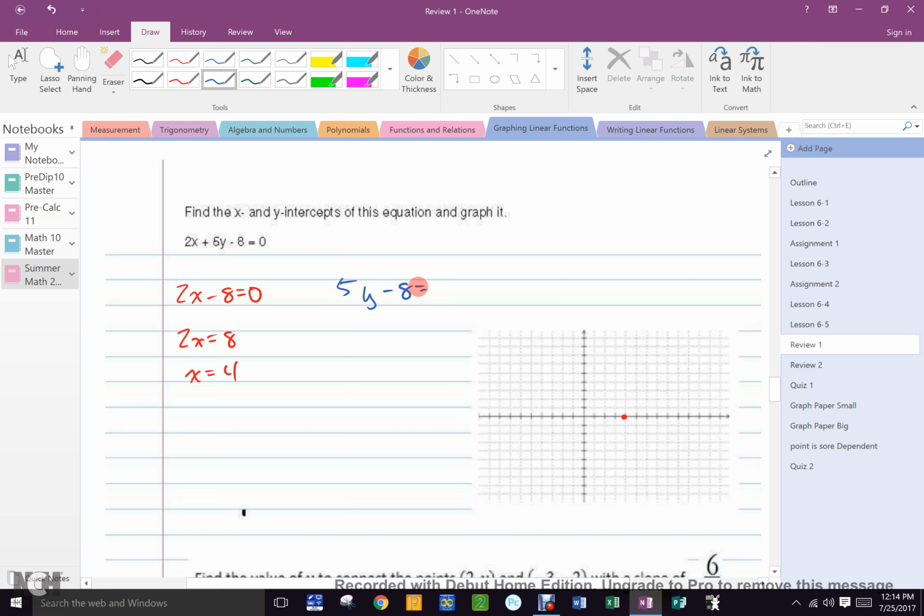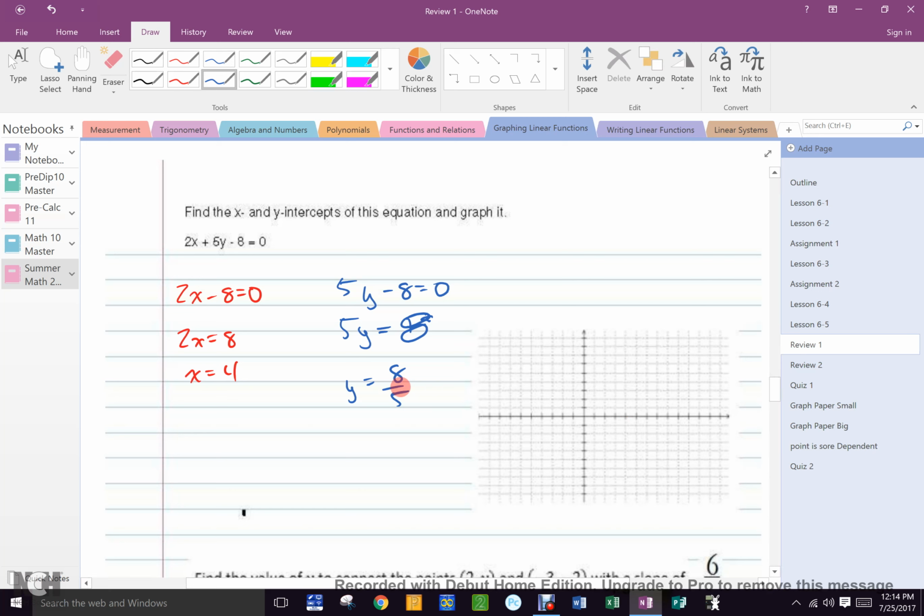5y minus 8 equals 0. 5y equals positive 8. Y equals 8 over 5. Uh-oh, what did I do that was stupid? I put a dot on the graph. So what should I do now? Try to change it? Or should I just erase my dot and make it better? Erase the dot and make it better.